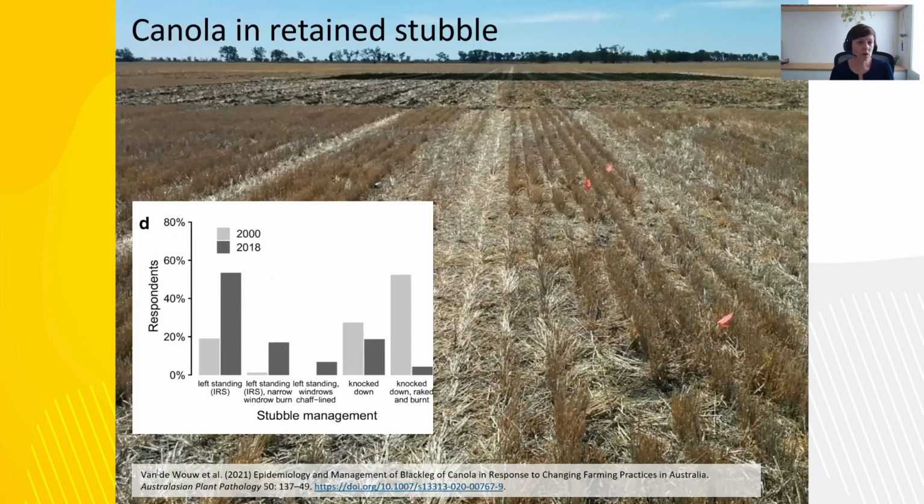This is what the stubble systems look like that I'm talking about, and in about 2000 most people would have somehow managed that stubble, either knocked it down, burnt it or raked it in order to reduce that stubble load prior to planting canola. But by 2018 you can see that most of the respondents to this particular survey left their stubble standing. In the photo in the background there you can see what that looks like. In the foreground is the standing stubble. In the middle we have a plot where the stubble has just been knocked down a little bit, and there's a burnt plot at the back. And this changes a whole range of pest risks at the farm level, not only invertebrate pests, but also pathogens. And this particular study was looking at blackleg in canola.